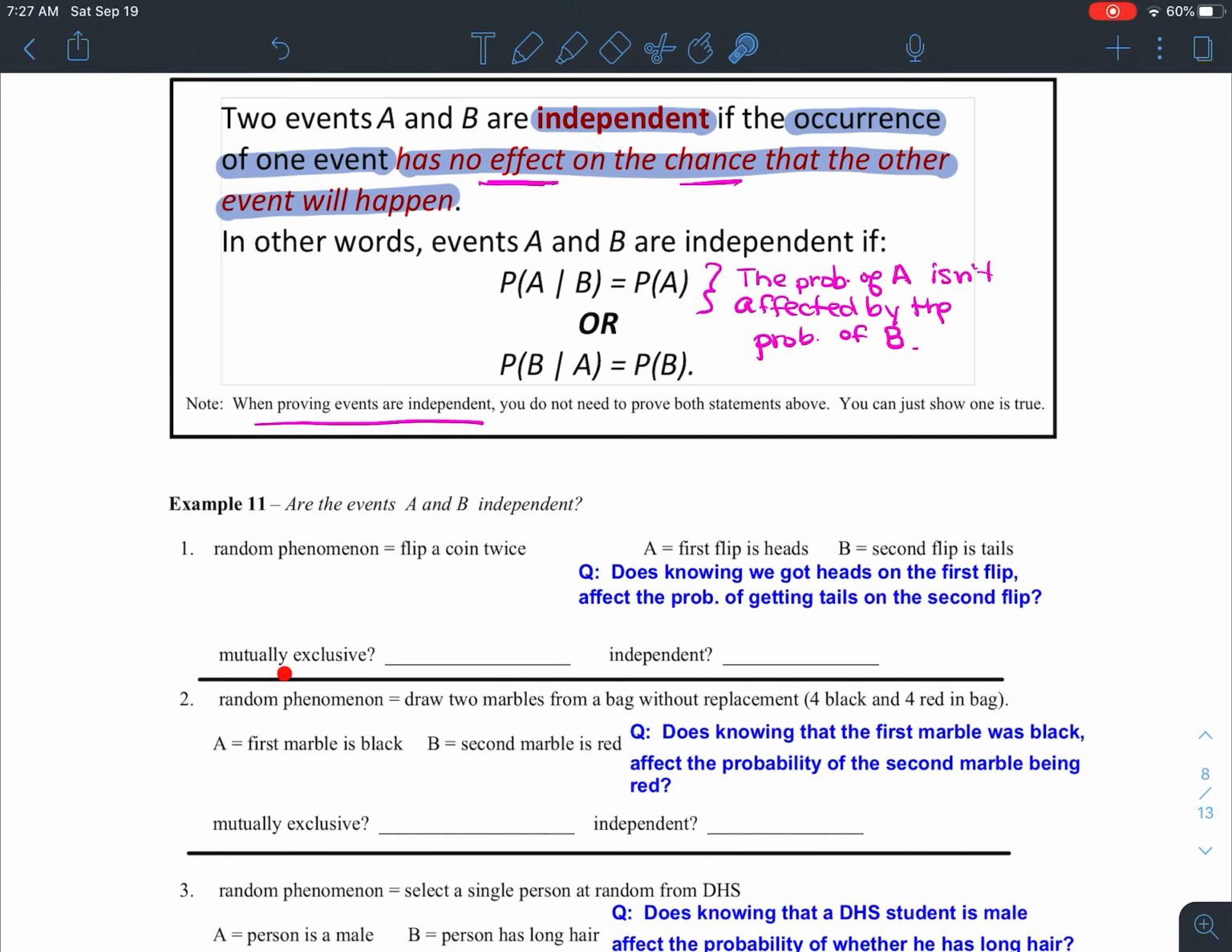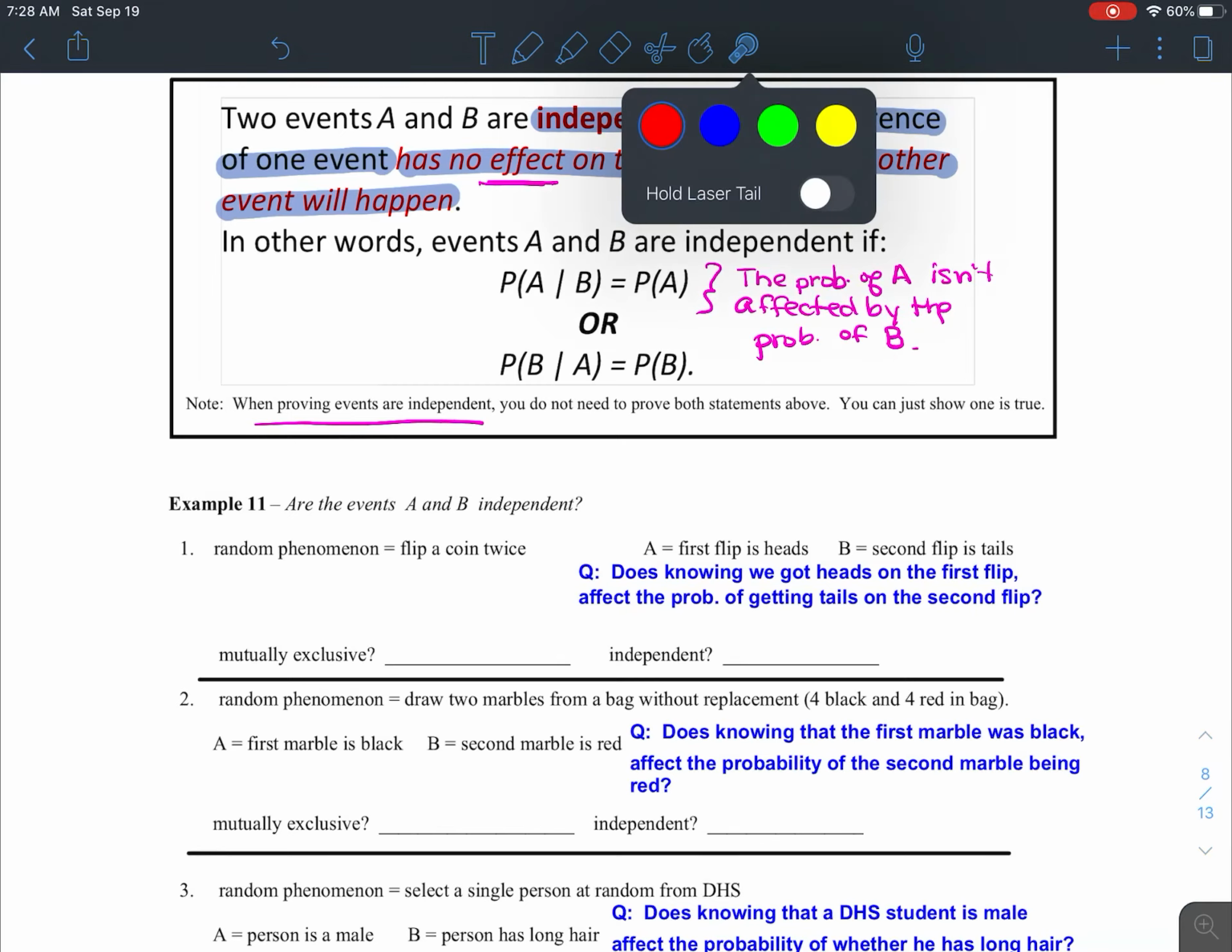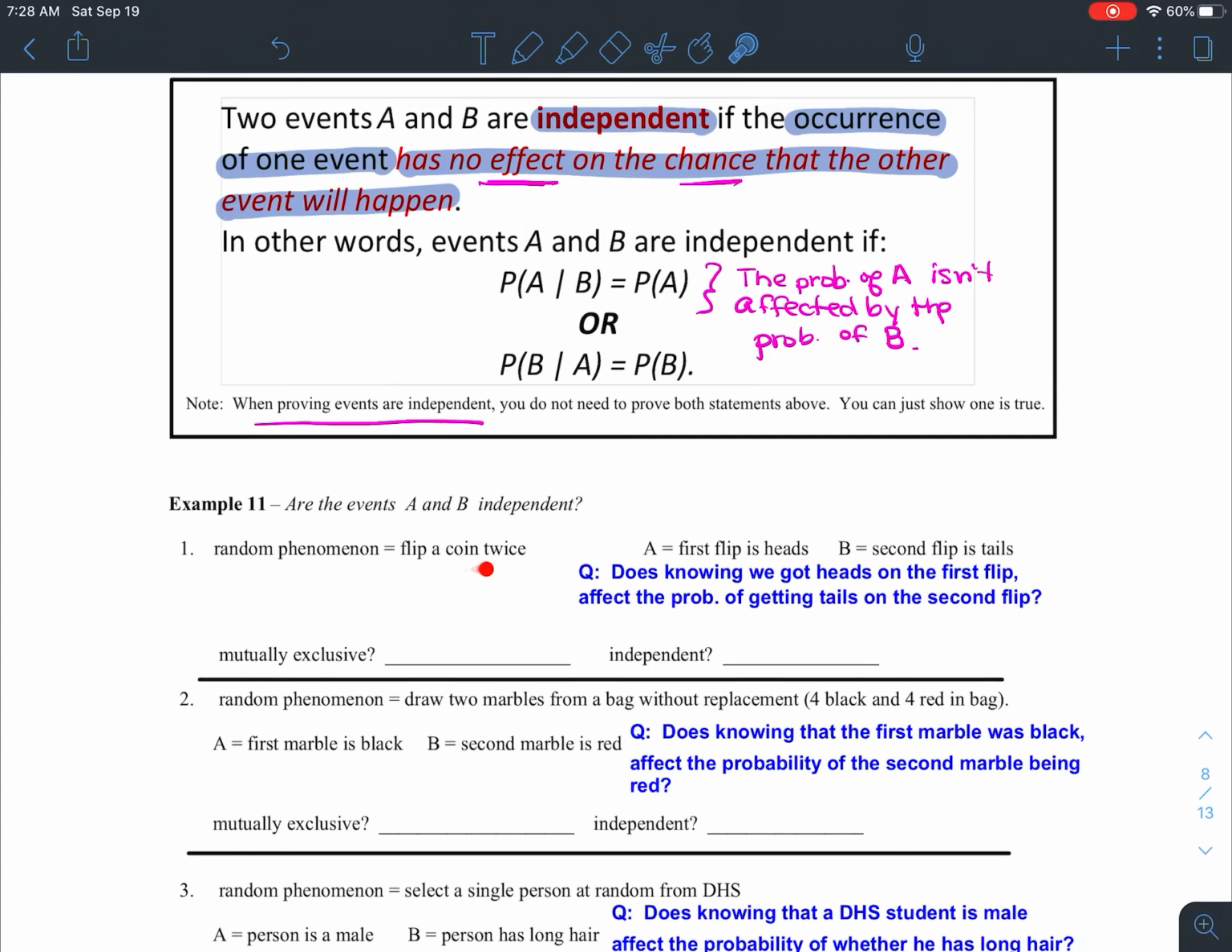So let's see if we can talk through a couple of things, because sometimes people get confused when we start talking about independence. They confuse that with mutually exclusive. Remember, mutually exclusive means there is no way for those two events to occur simultaneously at the same time, okay? Independence means if one event already occurred, the probability of the other event occurring has no bearing at all on the fact that the first event already occurred. Like, it's not changing that probability.